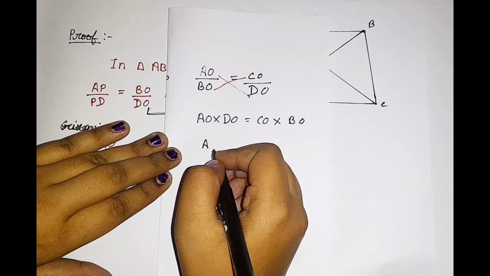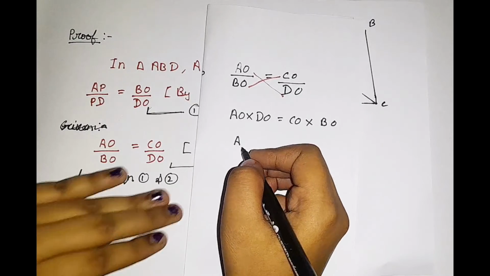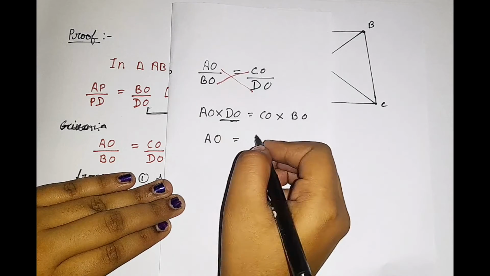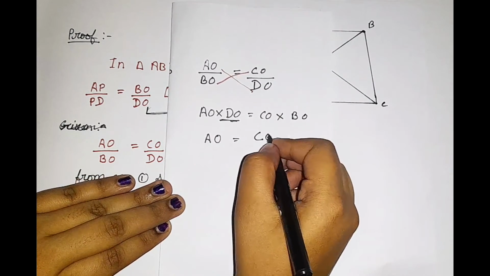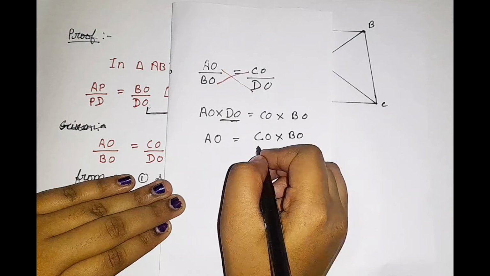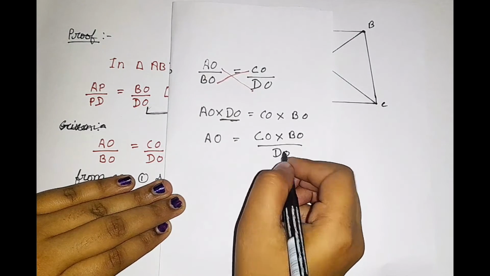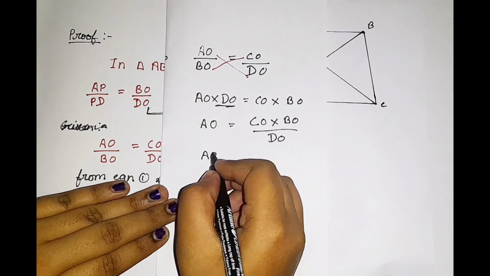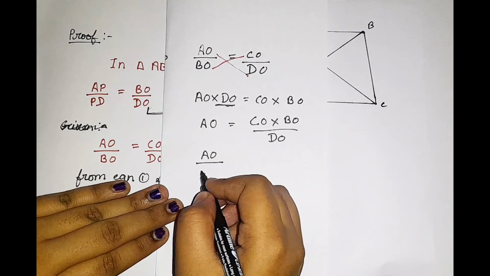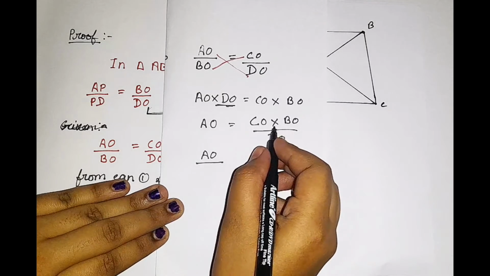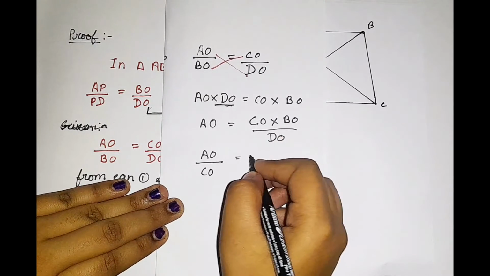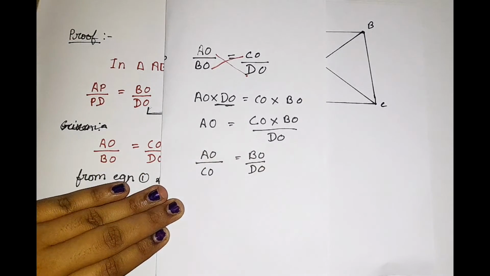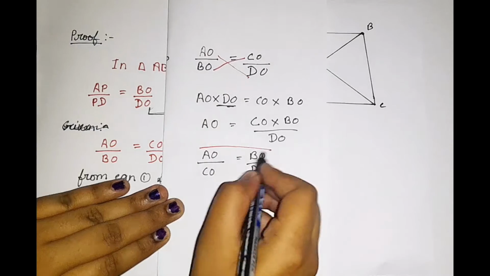So when I get this DO to the next side, here it is in a multiplication form. When I get it to this side, it changes into division. Am I right? So here I am going to be getting this CO to this side. So when I get it to this side, it changes into division. Why? Because here it is in the multiplication form. Okay. So now I got a value. Am I right?